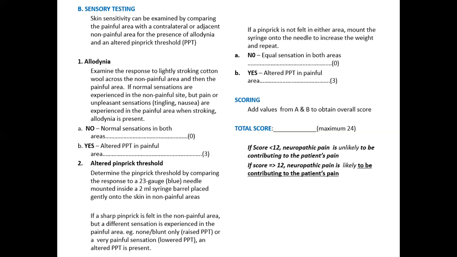If the score is less than 12, then neuropathic pain is an unlikely cause of the distress that this patient is feeling. But if the score is more than 12, then neuropathic pain is likely. And if it increases from 12 onward to 24, now this is the time you need to critically start this patient on management immediately.